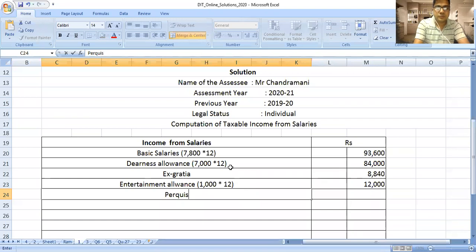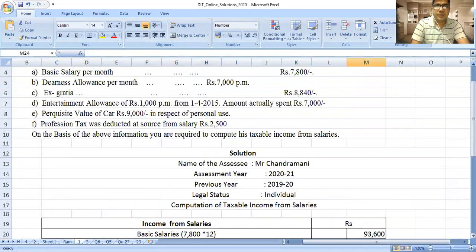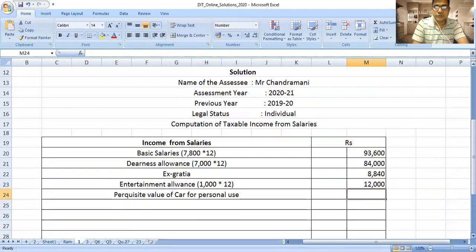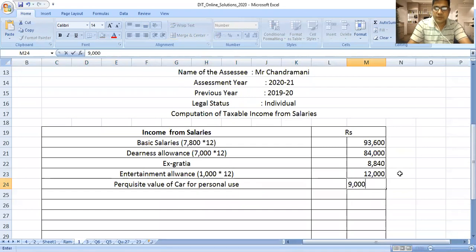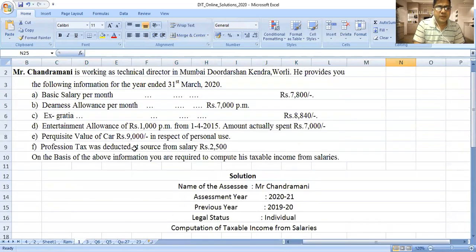Perquisite value of car for personal use. It is taxable and the amount is 9,000. So 9,000 we recorded. After recording this, is there any other income? Professional tax of 2,500 is directly provided. There is no other kind of income.